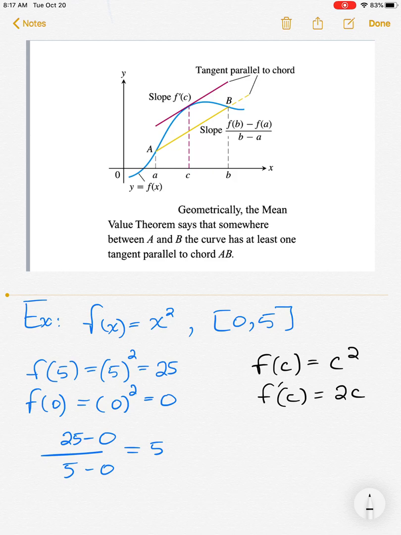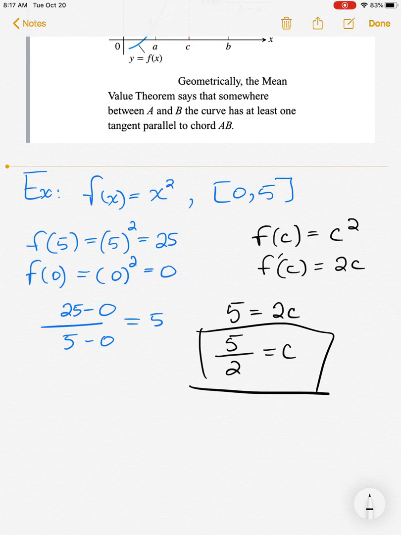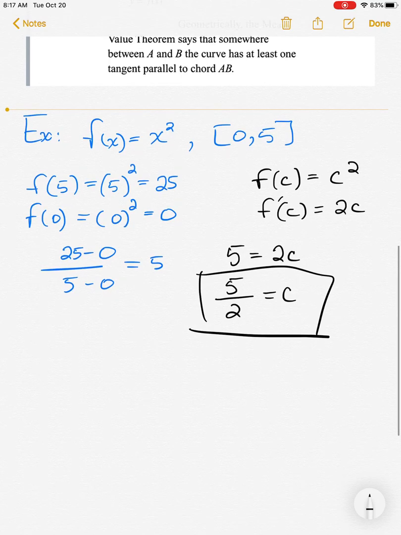Now, whenever we set these equal to each other, according to the mean value theorem, we can find out what that value of c is that will produce the slope at that tangent location. So we have 5 equal to 2c. So c would equal 5 halves, or 2.5. And that's the mean value theorem in a nutshell.